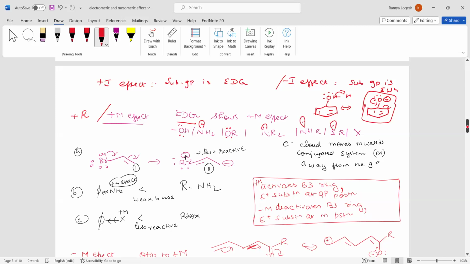So all of them will be showing a plus R or plus M effect whenever they are involved in the resonance. Then they will be called the groups which show a plus R effect.